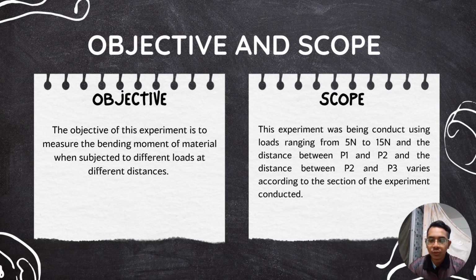Next, we will proceed with the objective and scope of this experiment. The objective of this experiment is to measure the bending moment of material when subjected to different loads at different distances. The scope of this experiment was conducted with loads ranging from 5 Newton to 50 Newton, and the distance between P1 and P2 and also the distance between P2 and P3 varies according to the section of the experiments conducted.